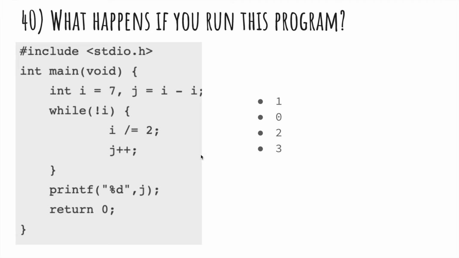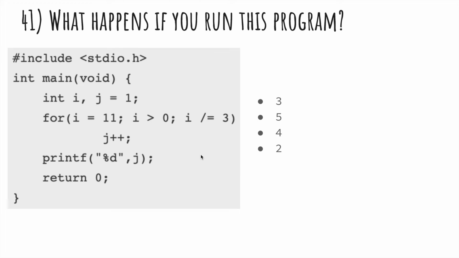Question number 40. Well, not i. So because it's not i, it will only enter the while loop if it's 0. So the while loop never even happens, so we're going to print j right away as 0, and that's your answer. Next question.